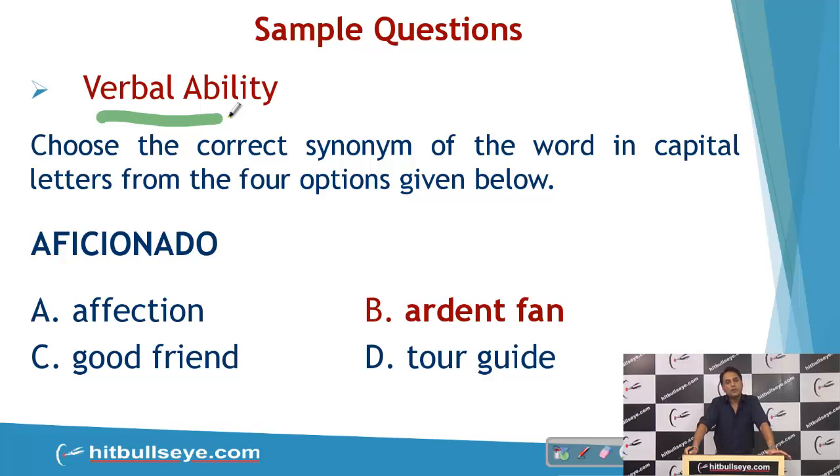Now, unless you know the meaning of the word aficionado, it is, I think, virtually impossible to pick the right option. Then you are purely playing on probability. So aficionado basically means somebody who's enthusiastic about a particular activity. And if you look at the options carefully, only option B qualifies as the answer. Hence, B is the answer.